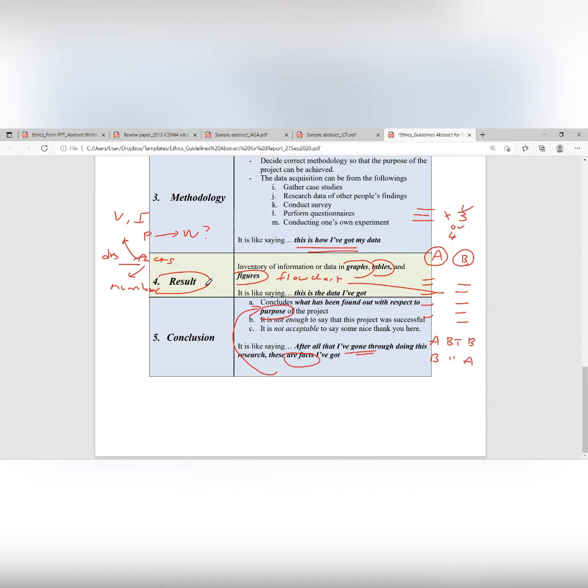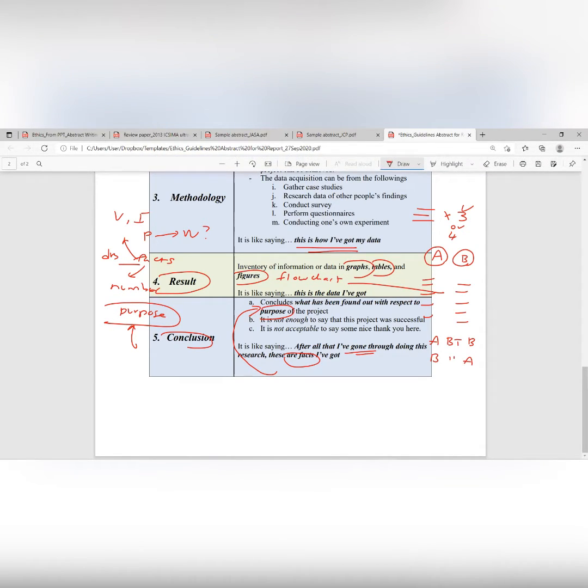So this is in the result, and then finally is a conclusion. You conclude what you find out with respect to the purpose of your research. The purpose of your research.